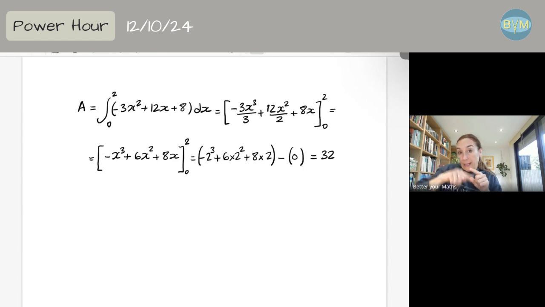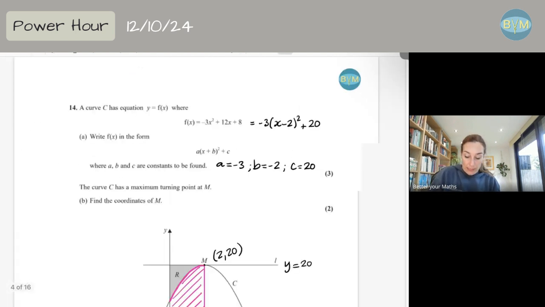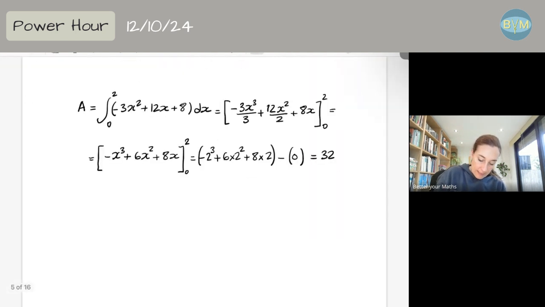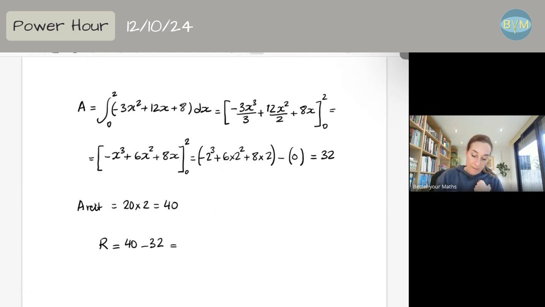So this is the pink area that I drew here, the area under the graph, because it's what I got when I integrated. The area of the rectangle, I know this is 20. So the area of the rectangle is going to be 20 times 2, which is 40. So R, the area I'm looking for, is the 40, the rectangle, minus the area under the curve, which is 32.